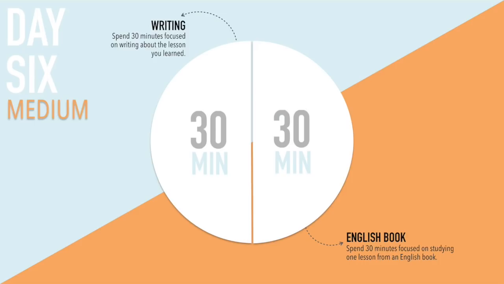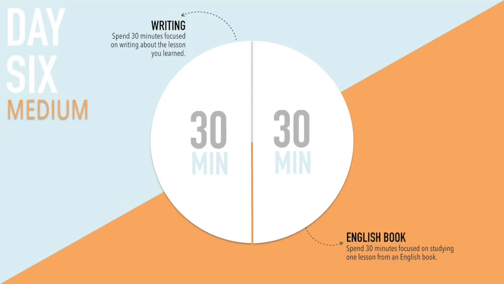Day 6, again, medium level intensity, all right? It's broken up into 2 30-minute periods. The English book is the first 30 minutes. Now, this is where it gets quite unique. This study plan is great because it's specifically for you as an individual. On day 6, you're going to find an English book of your choice.